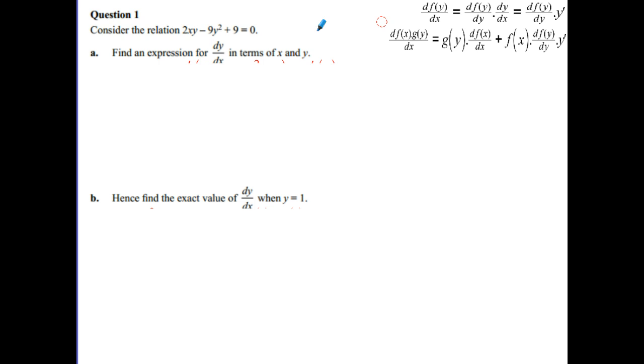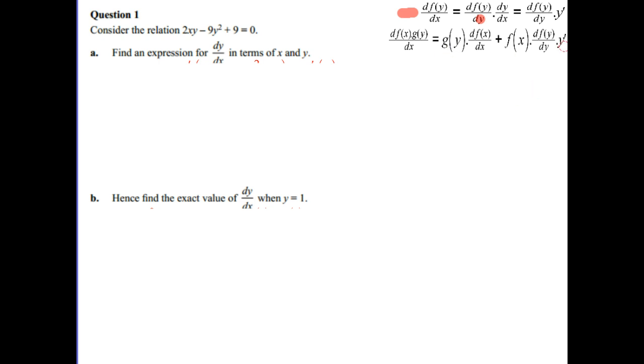differentiating such a relation is first drawing on this idea. We're using the chain rule, where if we differentiate a function of y, well, first we got to differentiate that function of y with respect to y and then multiply by dy dx, which really is just our y dash. And the other thing we need to draw on is the derivative of two functions in a product like that. One might be a function of x and one might be a function of y.